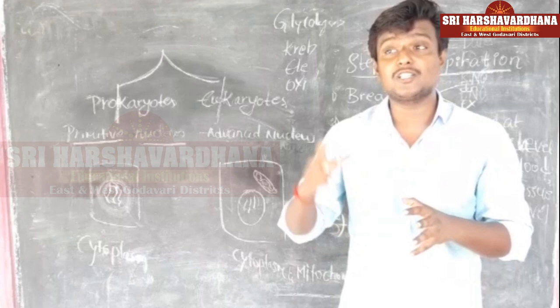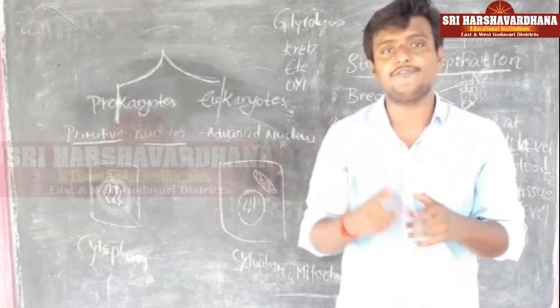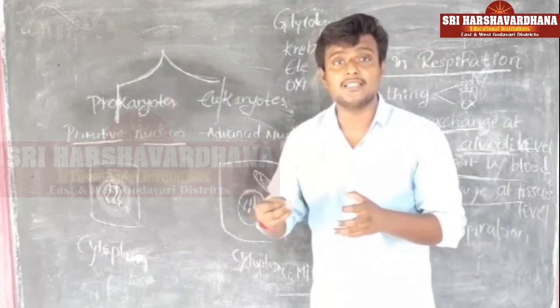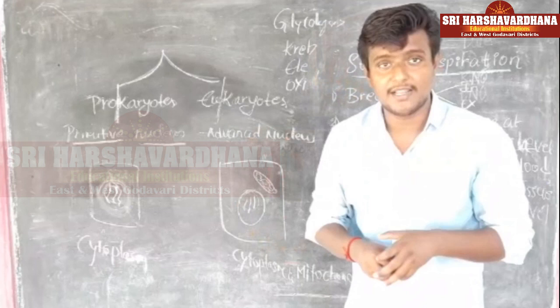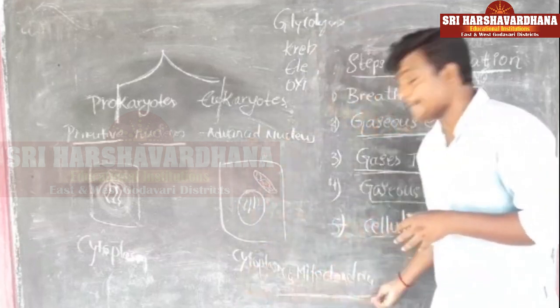But here, for this complete process to be done, even a single place is not enough. So that's why all these steps occur in different parts of the cell. Exactly where it is done: in the cytoplasm and mitochondria.